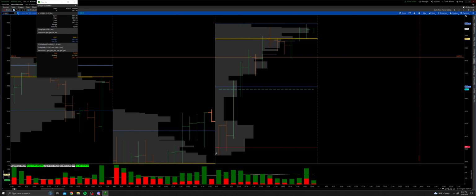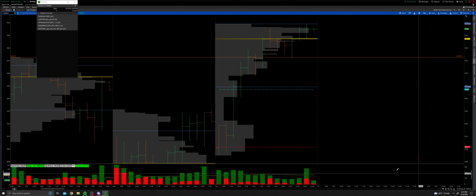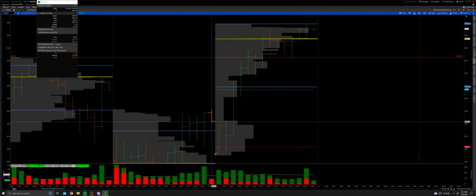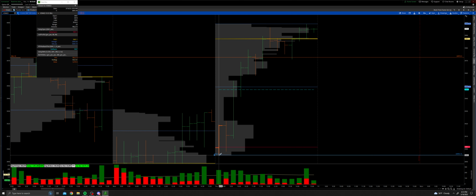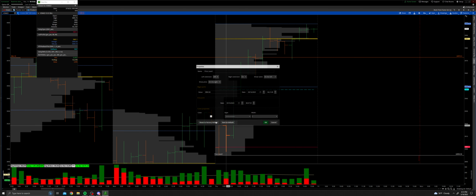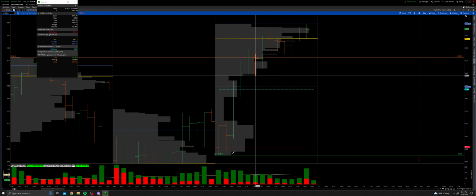First things first, we're going to mark our low and our high. Our low today was 38.95. So we're going to mark this green and label it low of day, and then today's date so that we know which low of day it was.